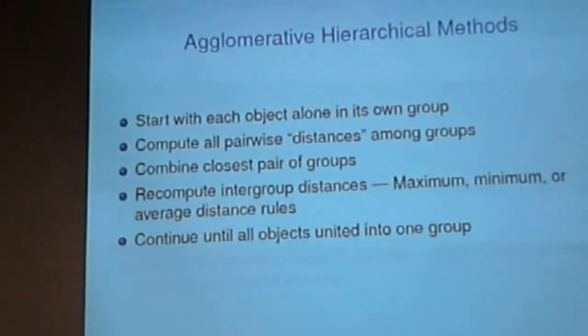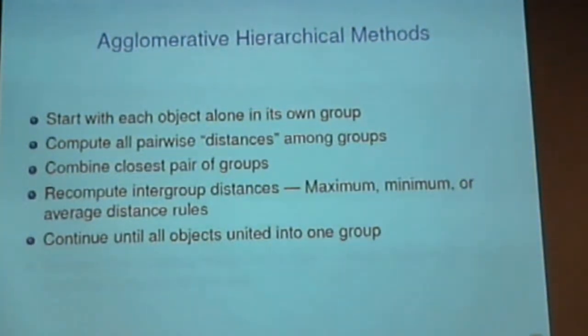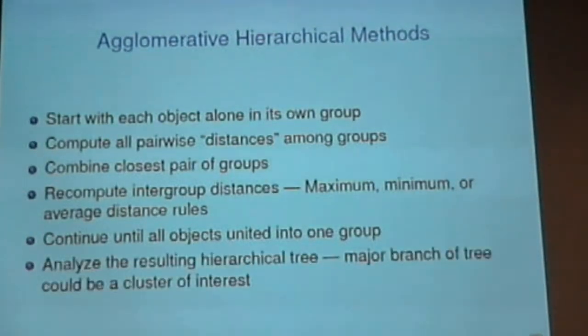And basically, you continue until all objects are united into one group. Usually the final result has all objects united into one group at a very great distance. That's usually not what you want. So you don't just cut down the result. You analyze the result in a hierarchical tree. Major branches of the tree could be clusters of interest. So basically, this is an agglomerative hierarchical method.